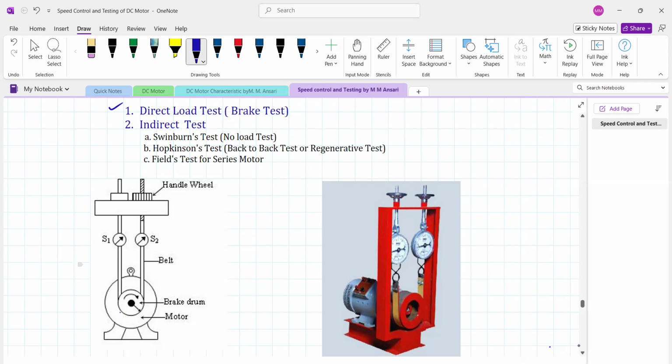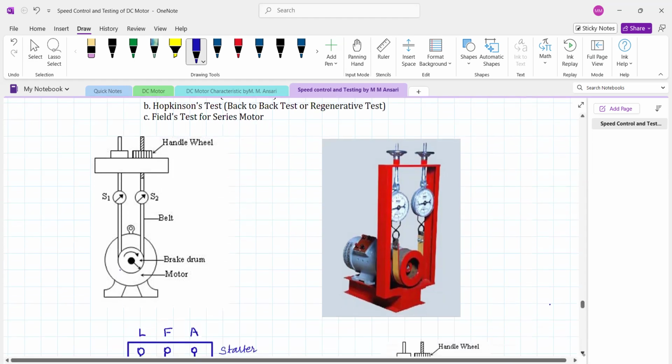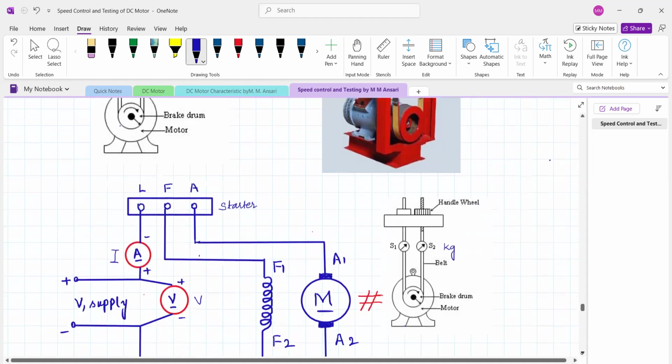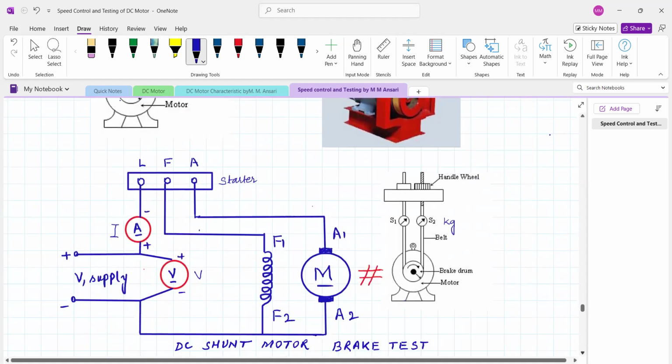So this is the method. The direct load method can be used for any type of motor. It may be a DC motor, AC motor. Again, in case of DC motor, the motor may be a DC compound motor, DC shunt motor, DC series motor. For our simplicity, we have taken the example for the DC shunt motor. It is connected with the direct load.